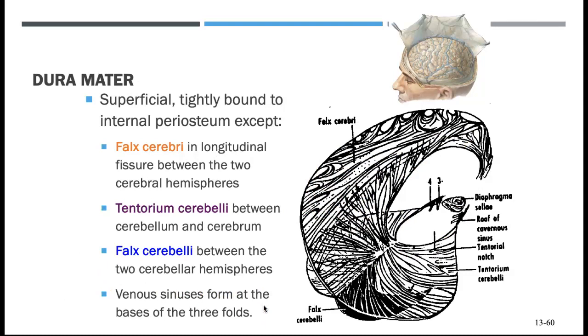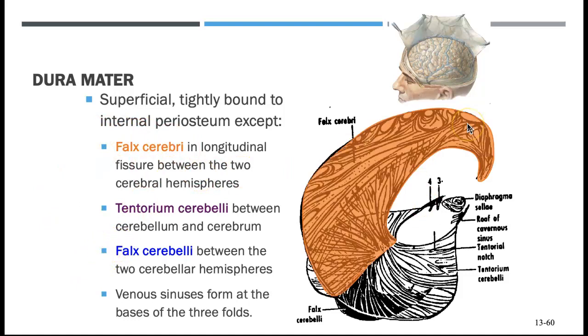So helping with those partitions will be the dura mater. This is, again, the most superficial type of meninge we're going to find, and it's tightly bound to the internal periosteum, except for these three special dural folds here. So this one here that sits within our sagittal fissure or longitudinal fissure is going to be our falx cerebri, and so it really is sitting between those two hemispheres of the cerebrum. Then we have our falx cerebelli because this fold sits between the two hemispheres of the cerebellum.